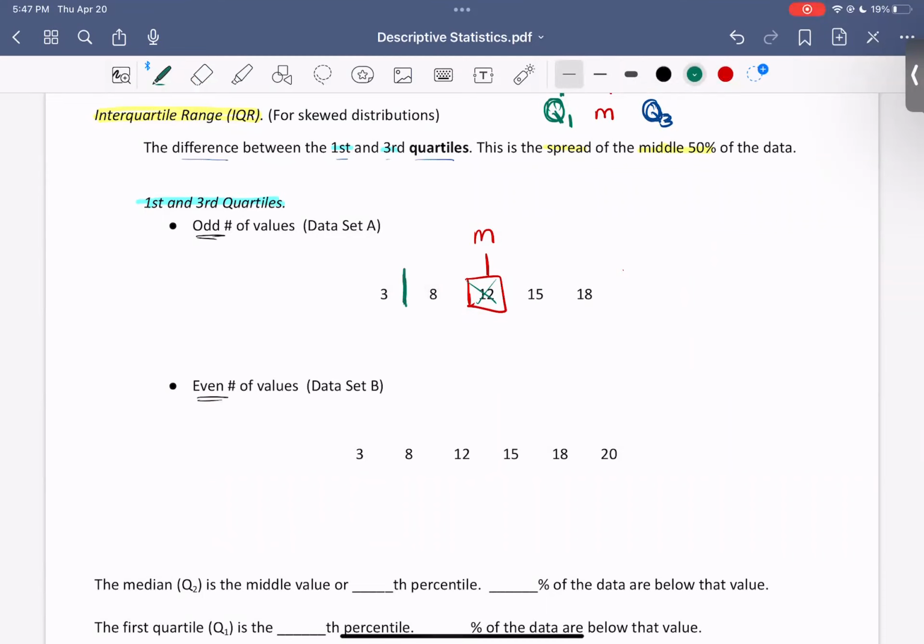So Q1 here is going to be between 3 and 8. So it will be 3 plus 8 over 2, which will be 5.5. So that will be Q1.